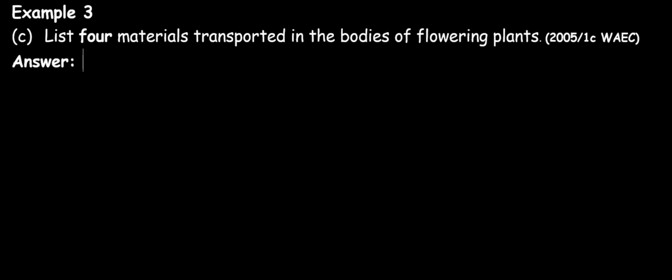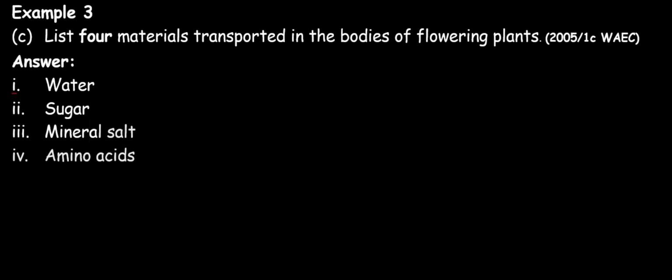Now the next question says, list 4 materials transported in the body of flowering plants. The following materials are transported in the body of flowering plants. They include water, sugar, mineral salts, and amino acids. So this brings us to the end of the few examples we are going to be taking.